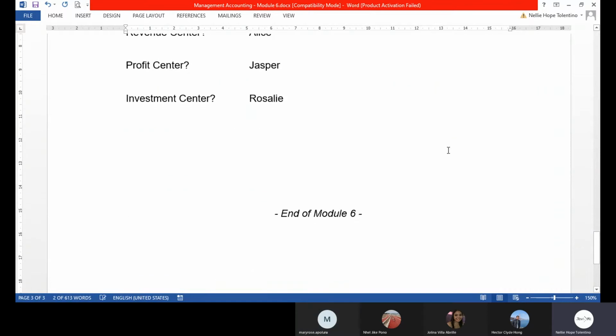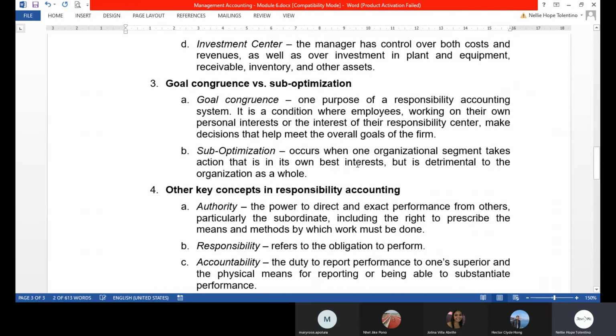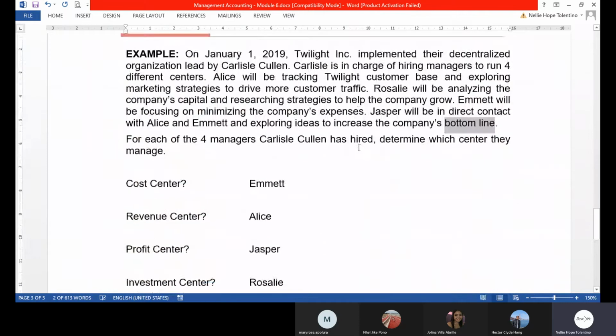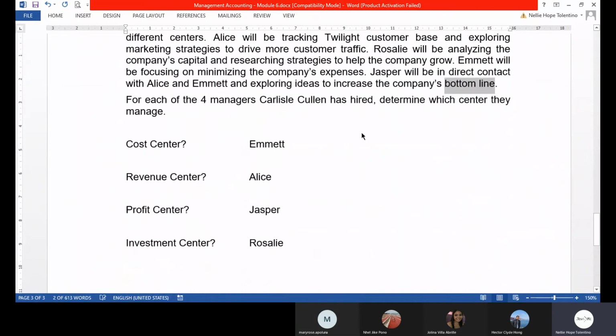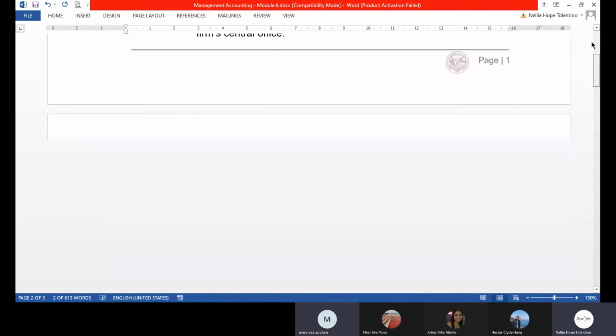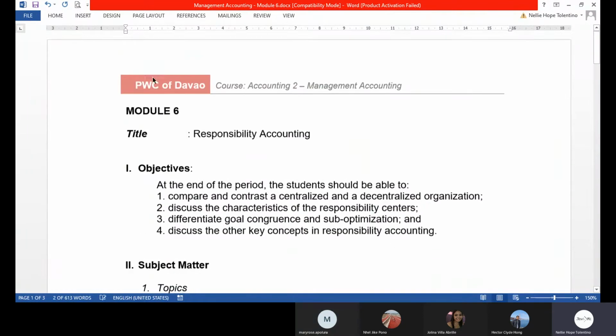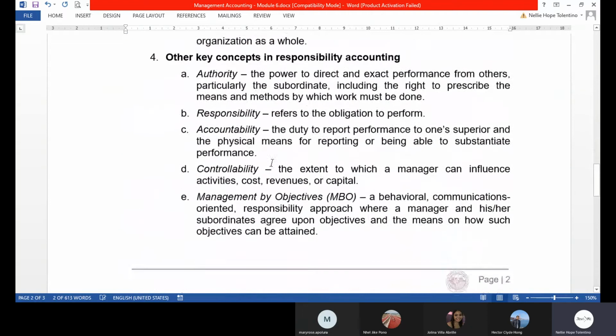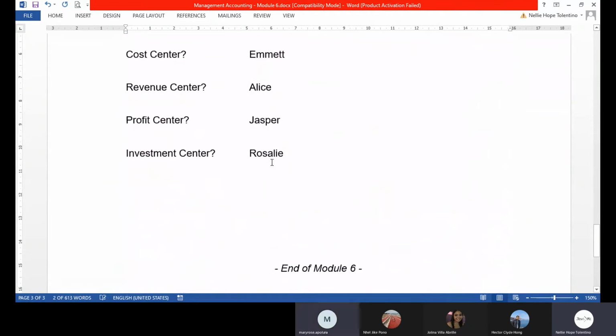So, meron pa ba? Wala na. That's the end of Module 6. Ang bilis, no? Sabi ko sa inyo eh. So, tapos na tayo sa Module 6. Pero, ang Module 7, doon yung medyo mahirap. So, we're done now with responsibility accounting. Sabi ko nga, storytelling lang talaga yung Module 6, kasi introduction ito ng responsibility accounting. Module 6, Module 7, and Module 8 is actually related. And then we're gonna move on now with Module 7.